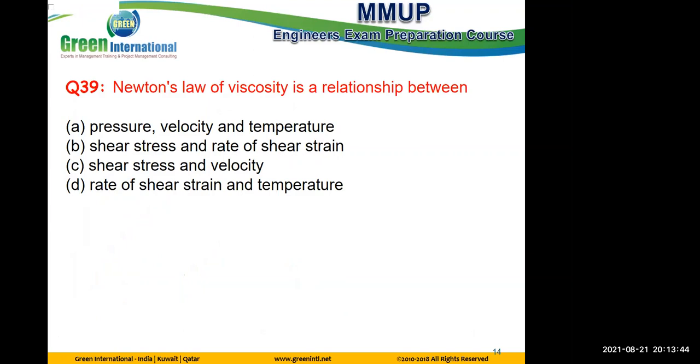Newtonian law of viscosity is a relationship between... B. Relationship between stress and strain. Yeah, shear stress and relative shear strain. Exactly. C is wrong. Select C, which is wrong. Please be careful.